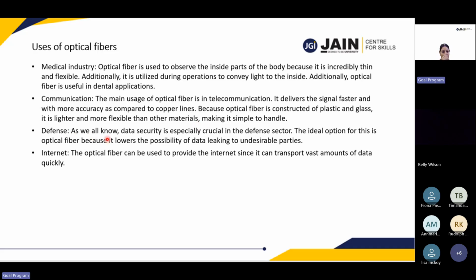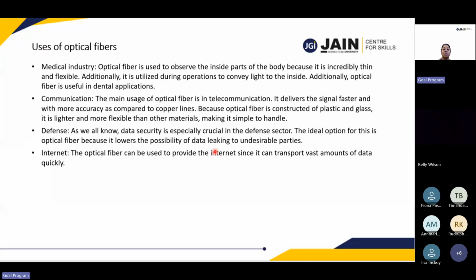Defense. As we all know, data security is especially crucial in the defense sector, right? So the ideal option for this is to use optical fiber, because here we have more security provided to these cables compared with other types of cables, because it lowers the possibility of data leaking to undesirable parties. Like we have seen, with a T-joint attackers can attach the T-joint to your communication wire and leak the data, or compromise the data passing through that wire.